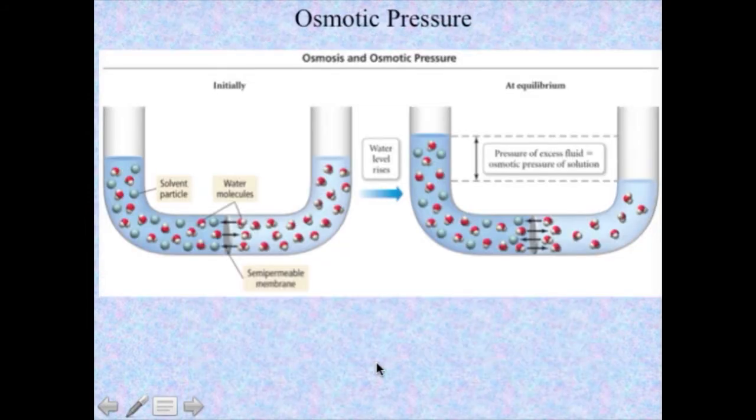Now let's talk about osmotic pressure. Imagine a U-tube, and at the halfway point at the bottom of the U-tube, you have a semi-permeable membrane. That's a membrane in which water particles can pass through, but salt particles cannot pass through.